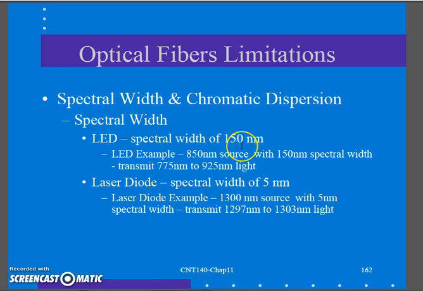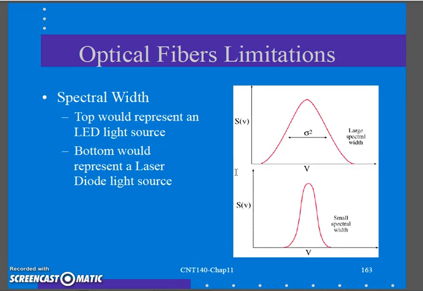LEDs have a spectral width of about 150 nanometers. So I'm transmitting 775 to 925 nanometer wavelengths of light. That's a lot. That's a good range of numbers, and when I start bending that on my fiber, it's going to start breaking into those component pieces pretty easily. Meanwhile, a laser diode, a laser light source, has a spectral width of about 5 nanometers. Not many wavelengths of light, so there's not many there to bend into component pieces. There's a lot less chromatic dispersion with a laser diode. But again, I'm going to pay more for that.